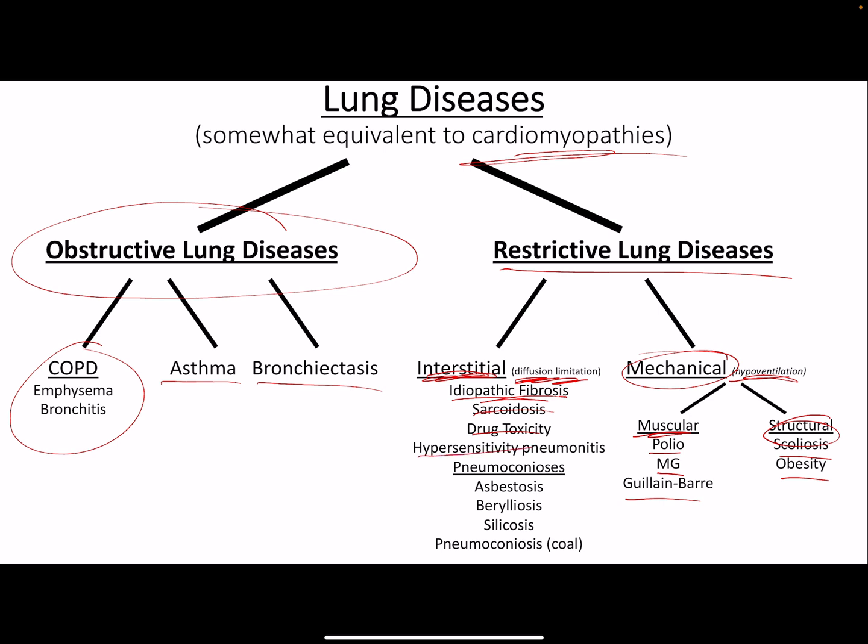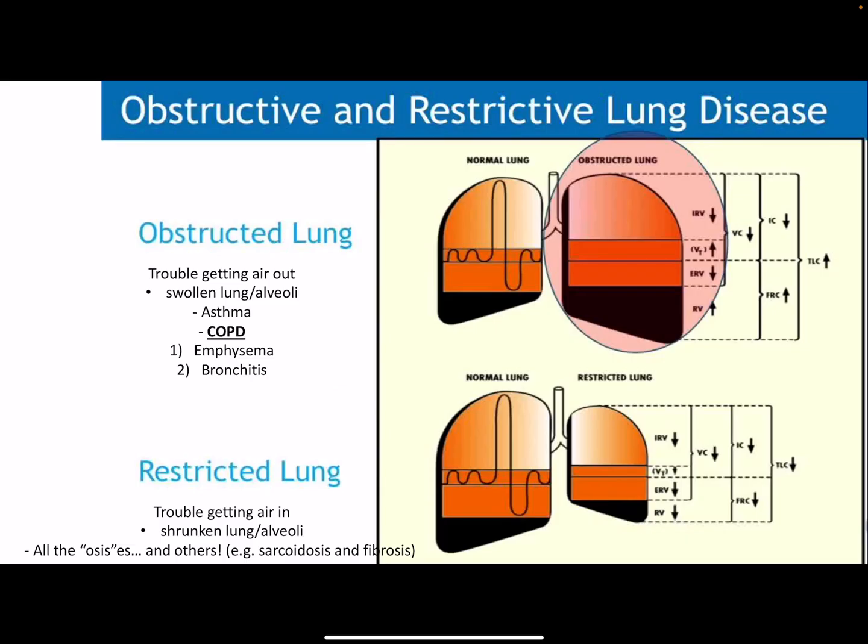And then we have hypersensitivity pneumonitis. And then the pneumoconioses, which are really just when people inhale different types of dust. Asbestosis, berylliosis, silicosis, and then coal workers' pneumoconiosis, which is really just the name of the overall category here.